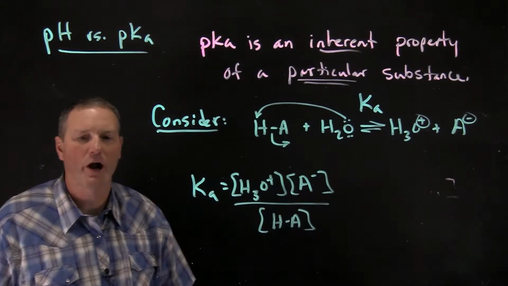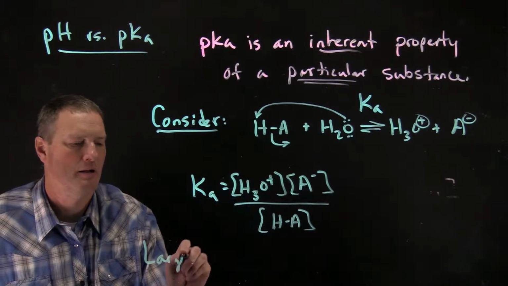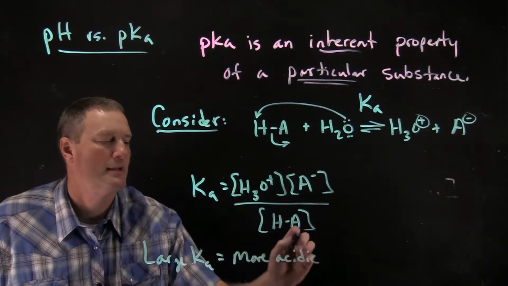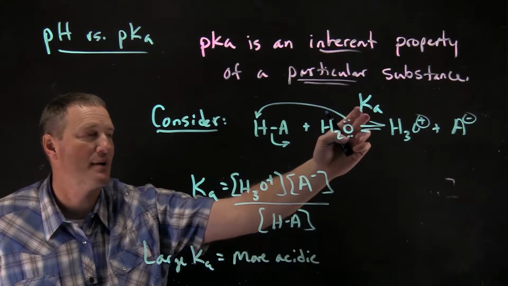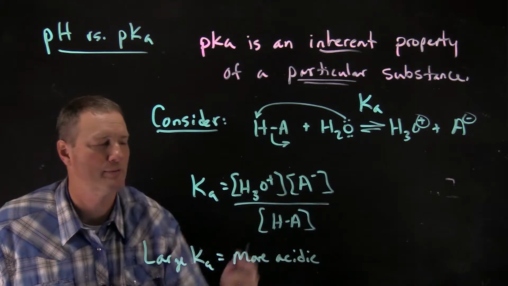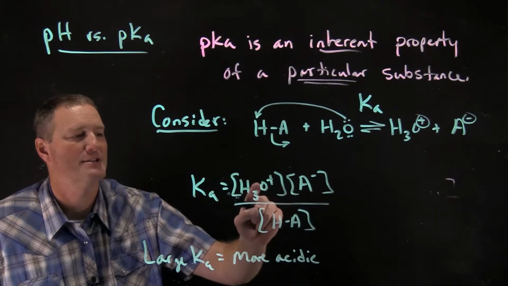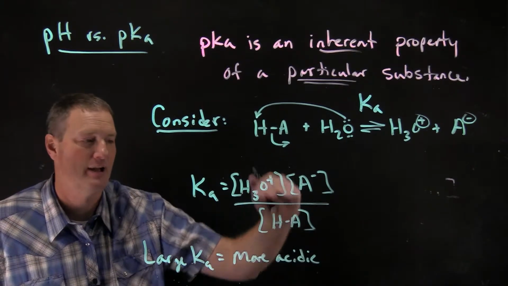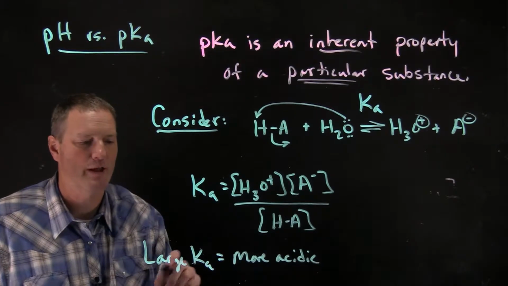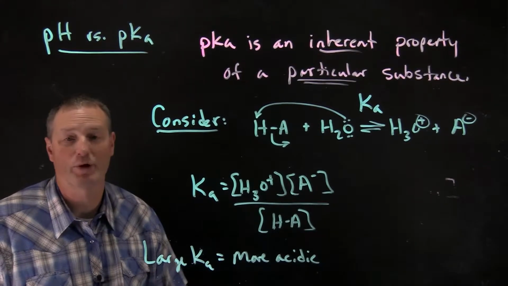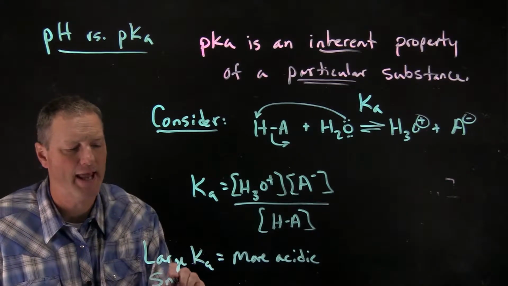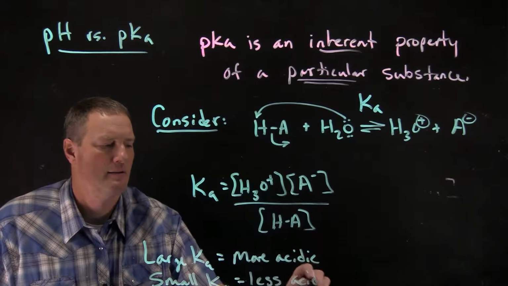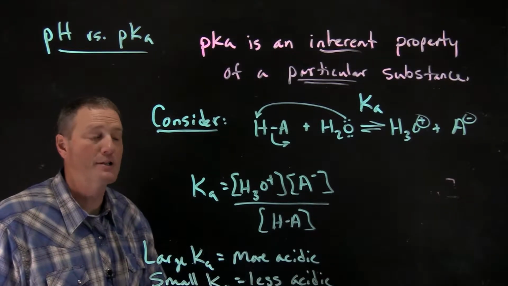So in general, larger Ka equals more acidic. In other words, the bigger the Ka value, it would shift the equilibrium to the right, and that would be because the concentration of H3O+ times A-, the numerator of this fraction, is larger than the denominator. So when you have large values of Ka, that's a more acidic solution. If you have small Kas, as you might expect, this is less acidic. All right, so that's the Ka.